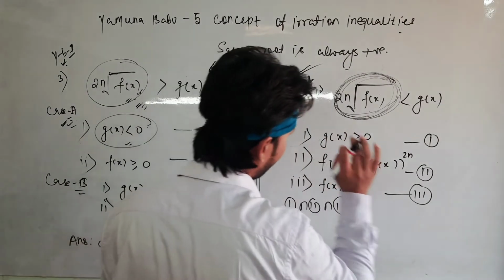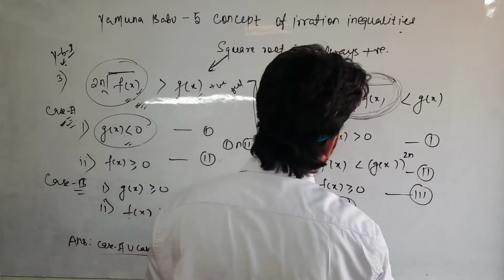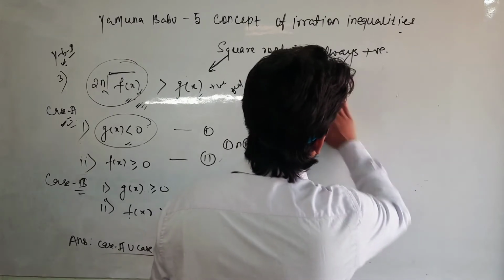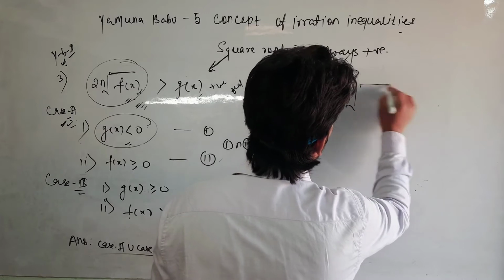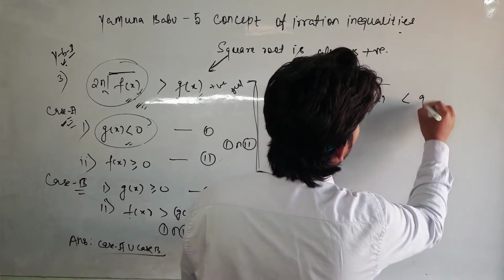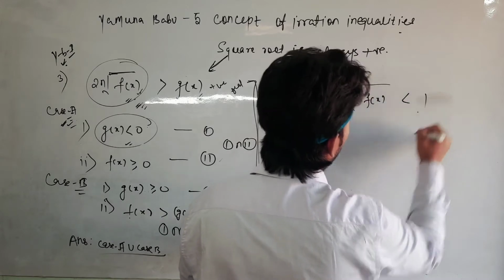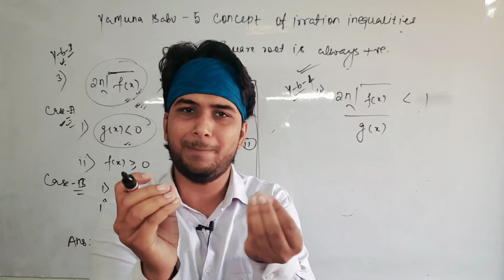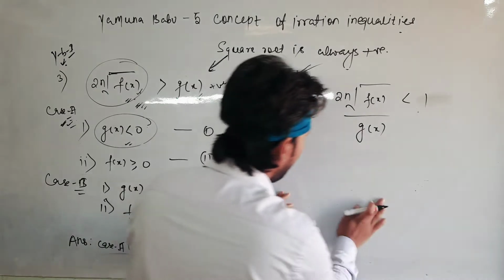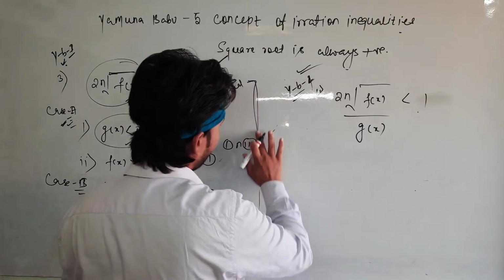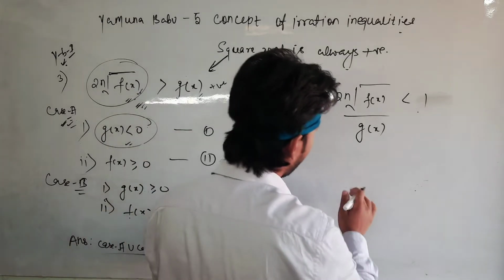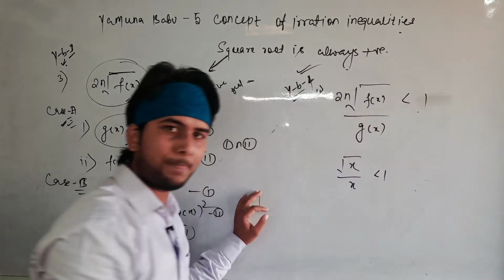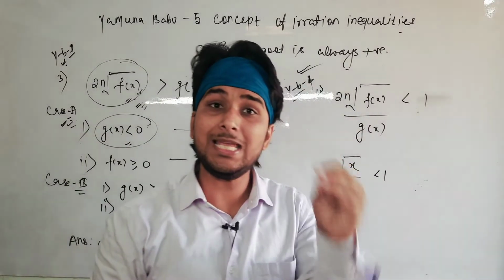What I am saying is that the first condition is: 1 by the 2nth power of f(x) is less than 1 upon g(x). Then you have to take a simple example. I am taking a simple example: root x by x is less than 1.